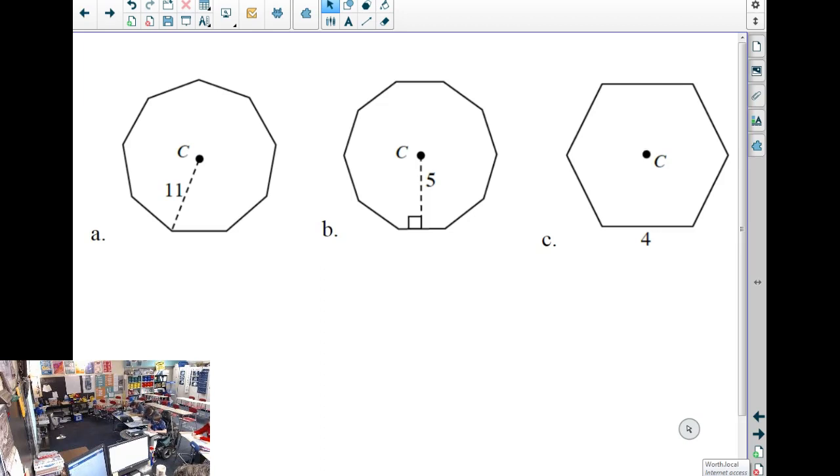Wait, what are we finding? Area? No. Again, stop looking at me. You could have asked a classmate that question. Okay, so Chris, does it make sense?